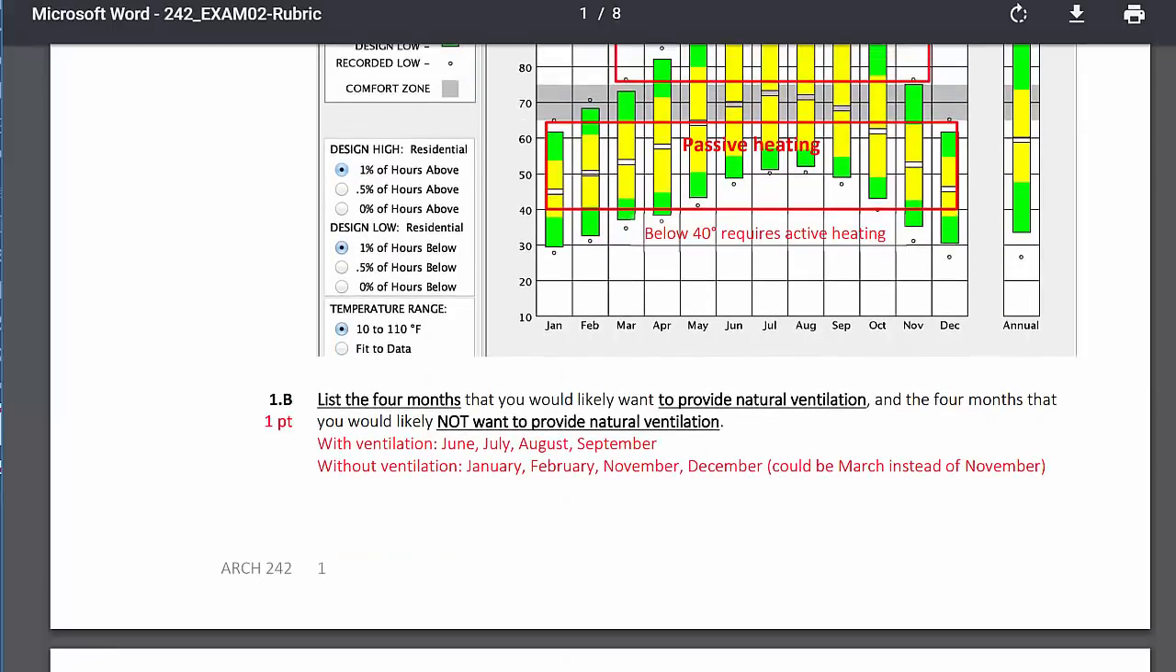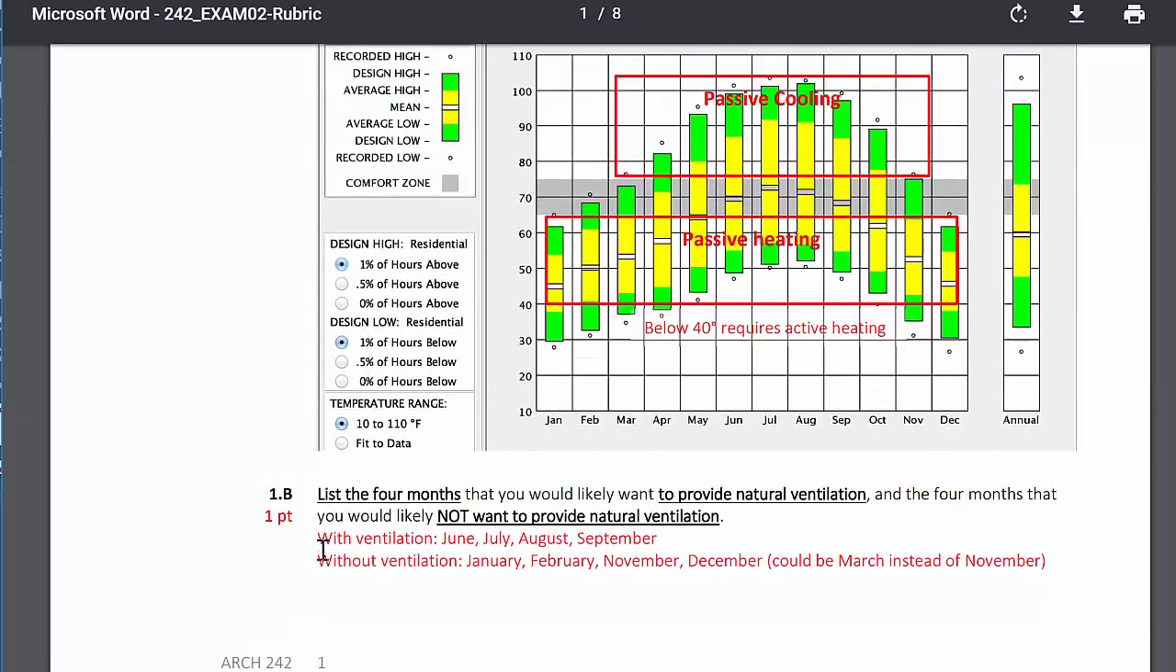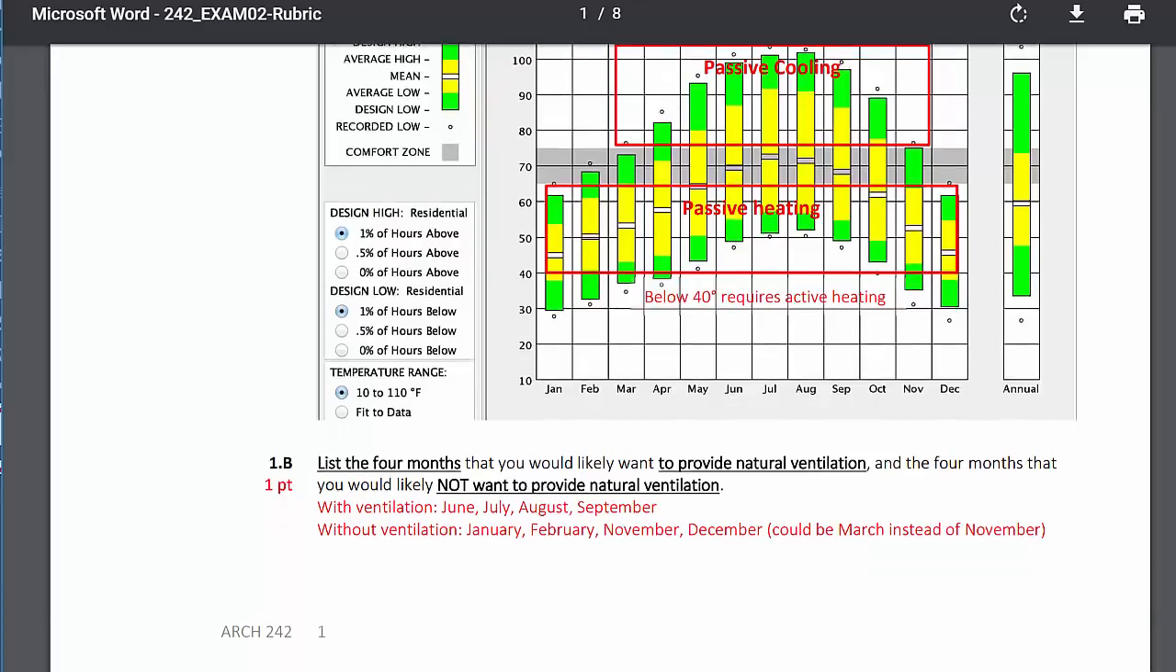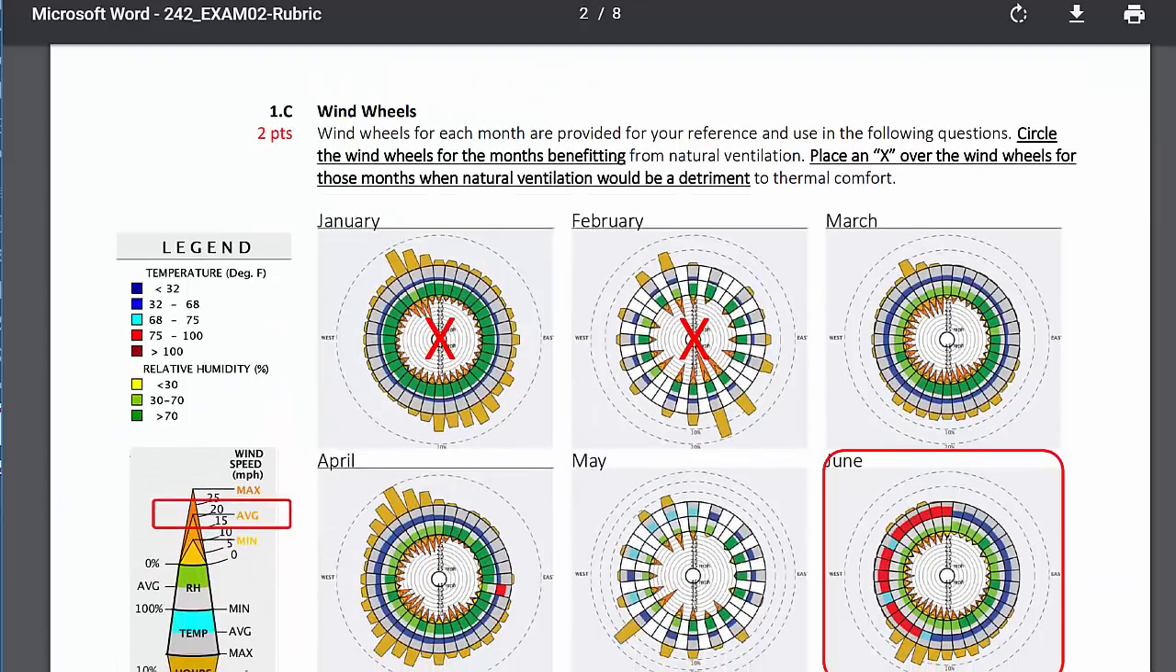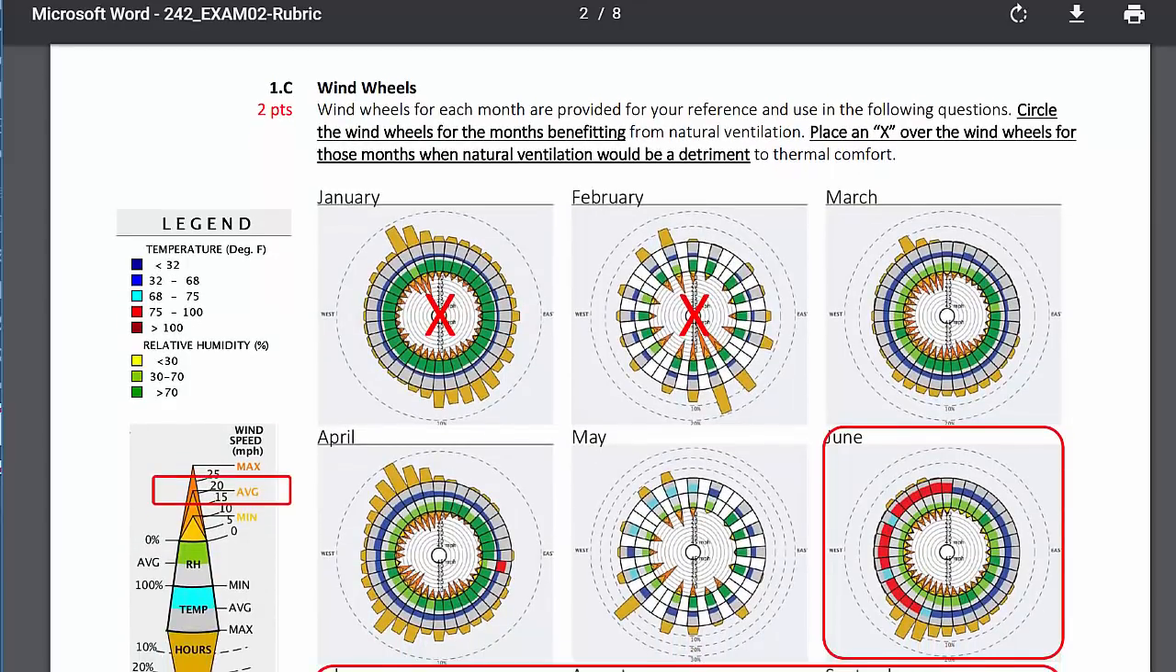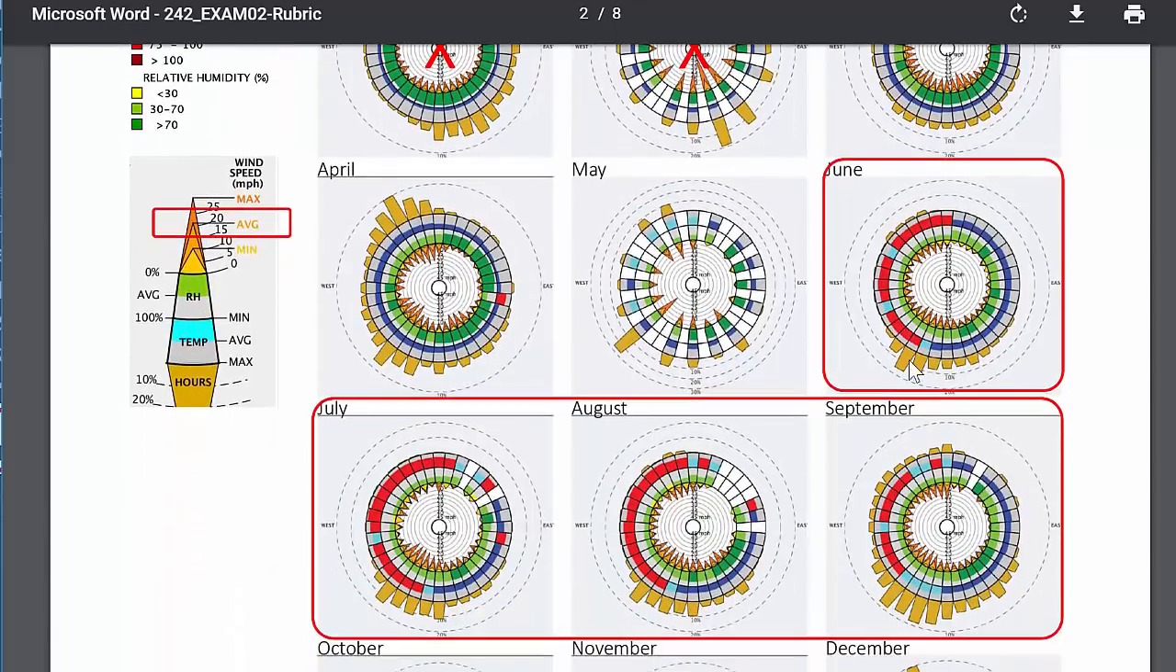Then in the next section, you're asked to identify the 4 hottest months and the 4 coldest months. So again, just looking at the bars, I'm selecting the 4 hottest, and here November, December, January and February. For the wind wheels, the first part was just identifying the 4 months when we would likely like to use cross ventilation, and then reading the wheels and understanding the prevailing wind direction. So again, most people got this right.